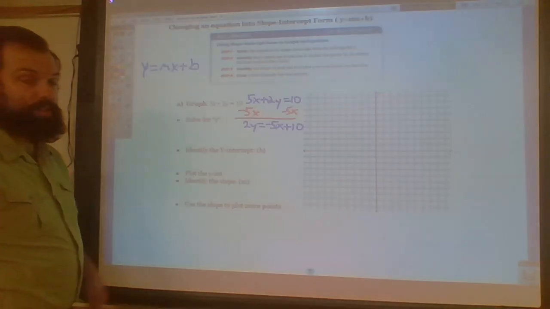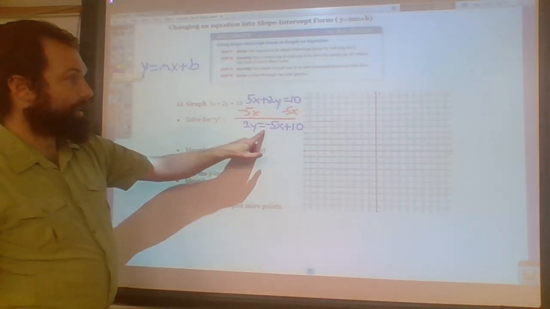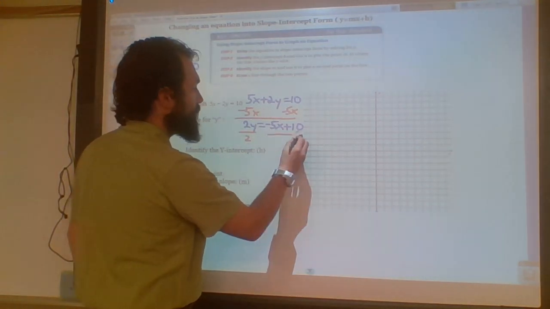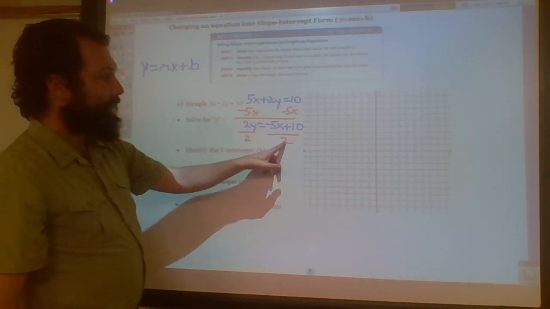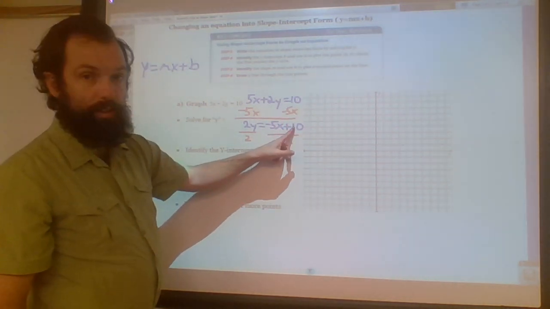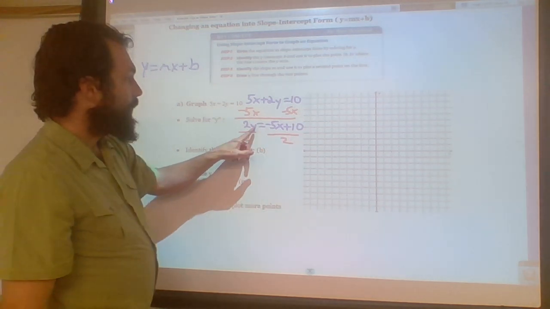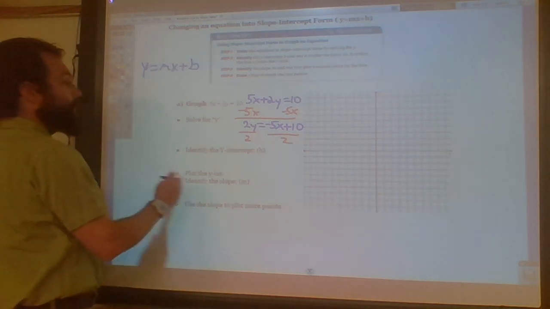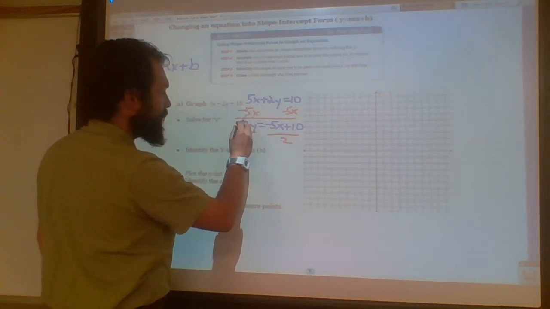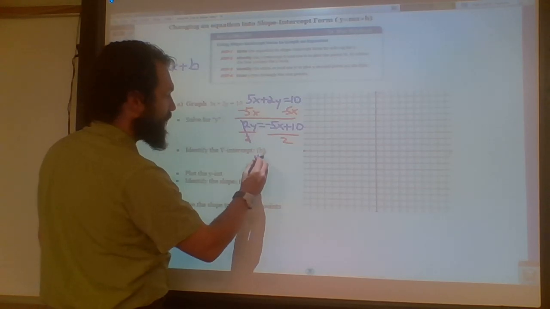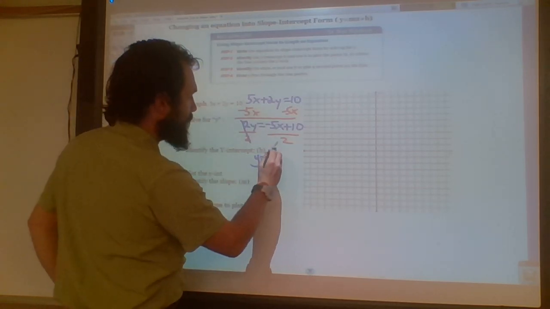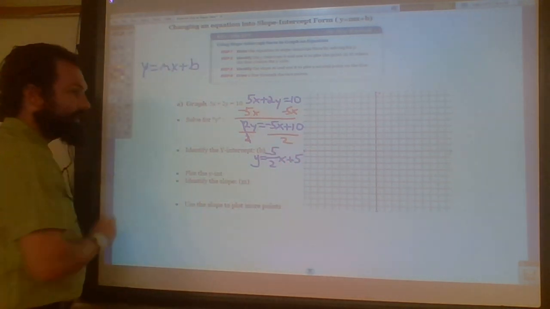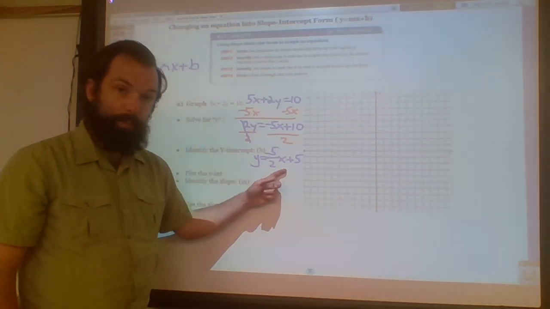One more step to solve for y. If 2y equals negative 5x plus 10, I want to get y by itself. We're going to divide both sides by 2. On the right side, I have to divide everything by 2. It's an easy place to make a mistake. So I have to divide both parts of the right side by 2. So we end up with 2 divided by 2 is 1. So we have y equals negative 5 over 2x. 10 divided by 2 is a positive 5. And here's our equation in y equals mx plus b form.